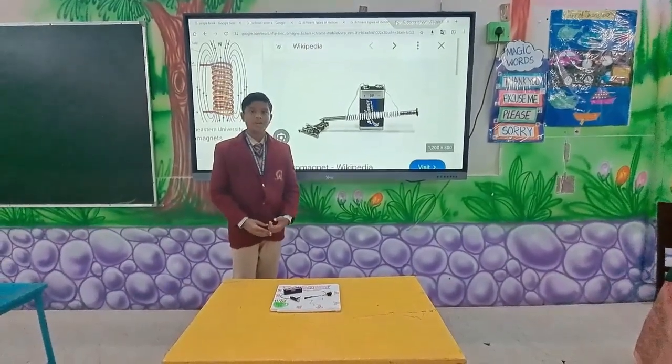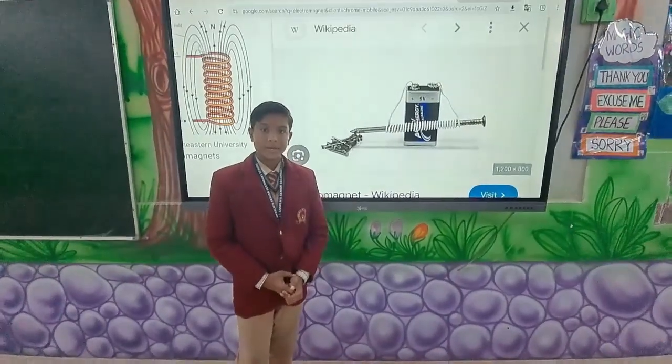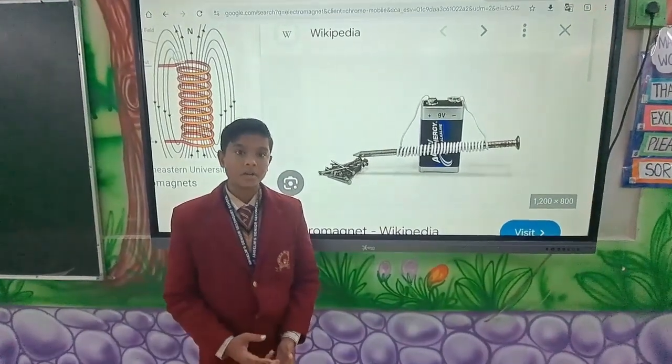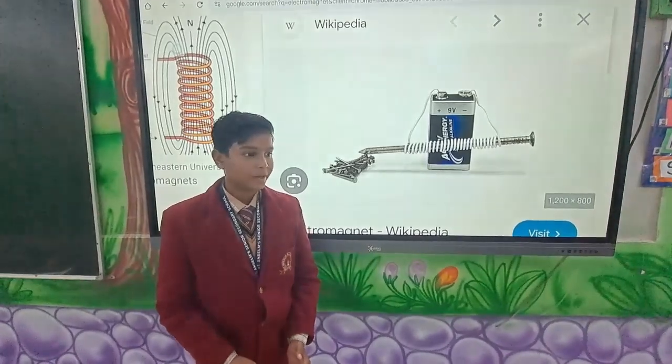It is a model of electromagnet. First, I will tell you what is an electromagnet. An electromagnet is made up of coils of wire wrapped around a core of iron and they use electric current to create their magnetic field.